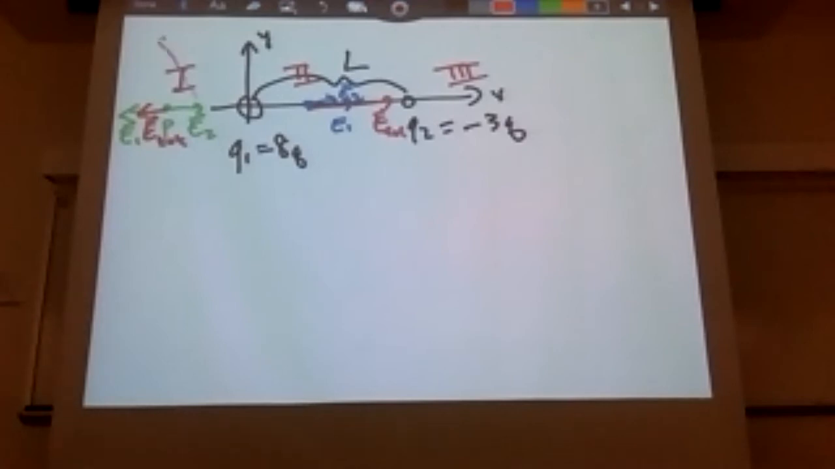So this region is a no. This region is a no. So the only place it could be possible is, let me do it in yellow, somewhere out here. Because here, what happens? This is a positive charge, so we know E1 has to point in this direction. This is a negative charge, so it has to point inward. So again, they can be opposites.